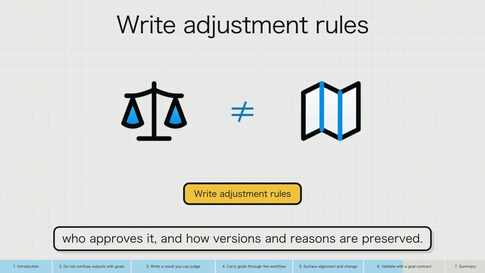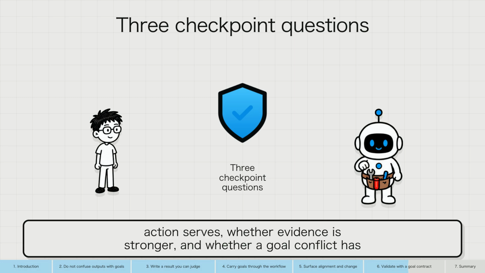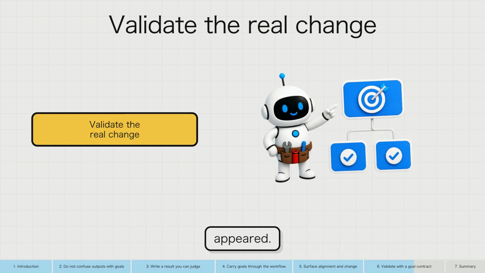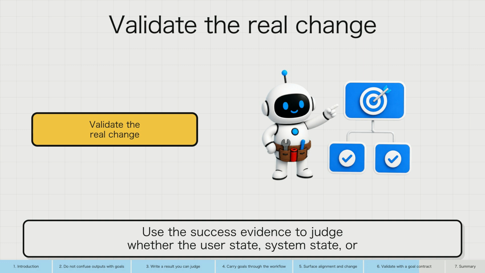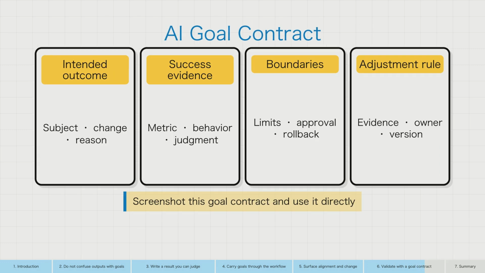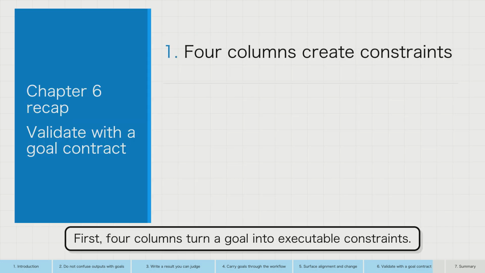At each key checkpoint, ask the agent 3 things: which outcome this action serves, whether evidence is stronger, and whether a goal conflict has appeared. At review time, do not check only that a file exists. Use the success evidence to judge whether the user state, system state, or decision quality actually changed. Screenshot the contract: outcome, evidence, boundaries, adjustment. Use it.